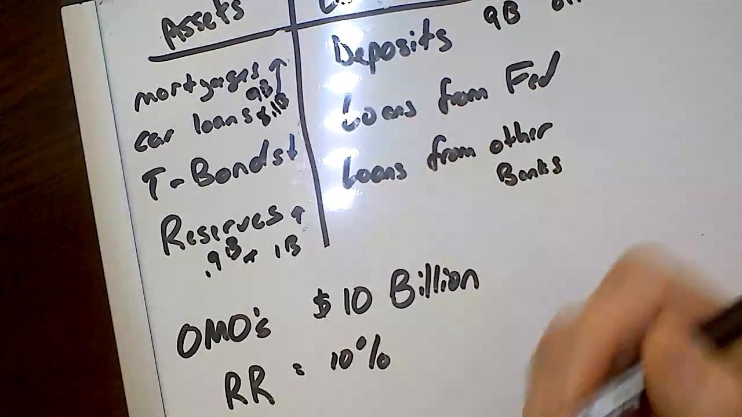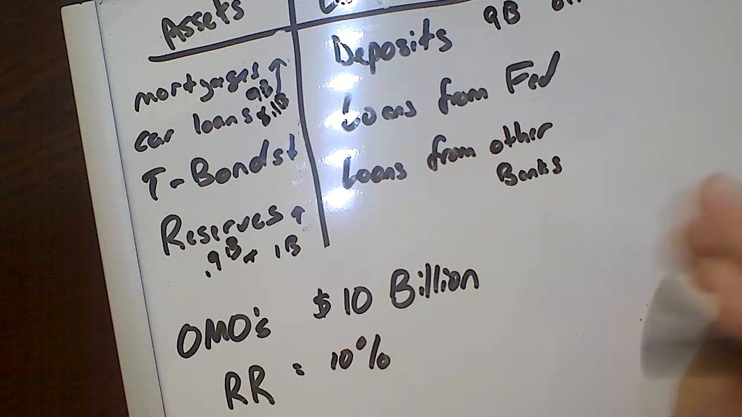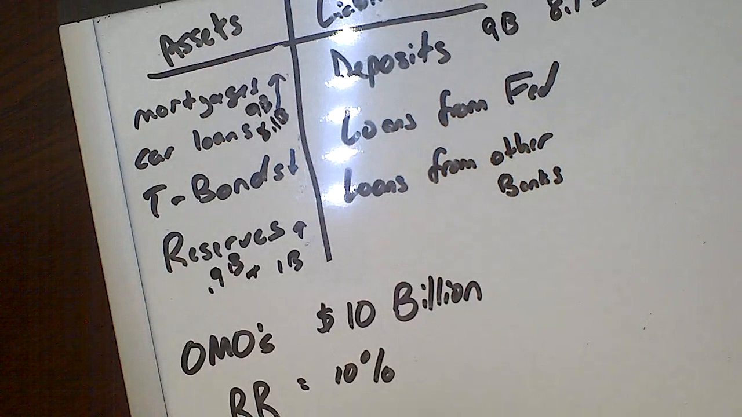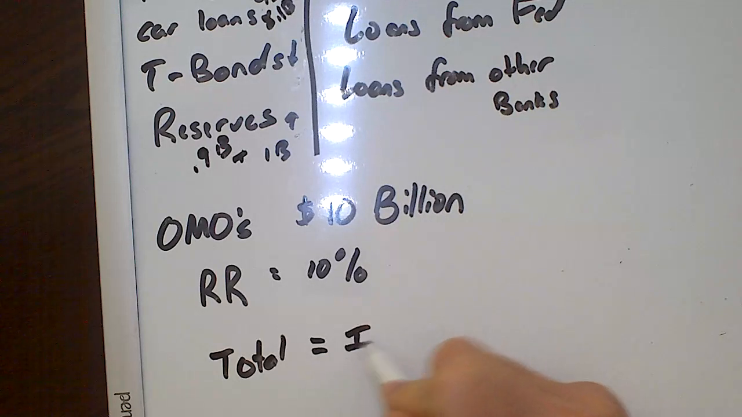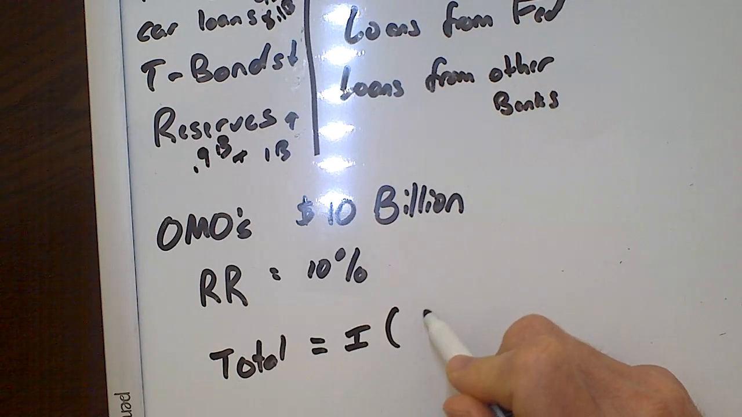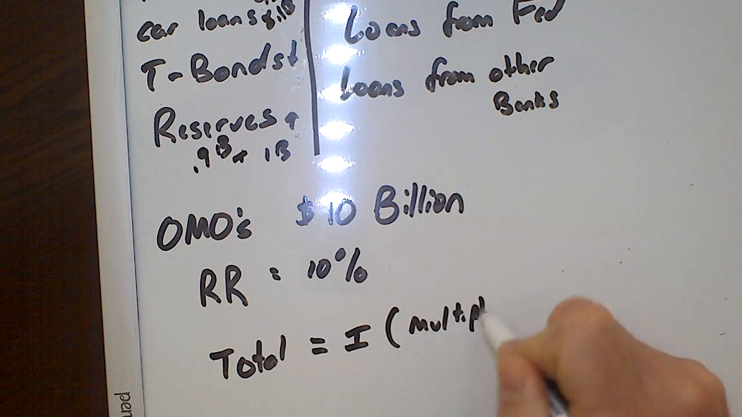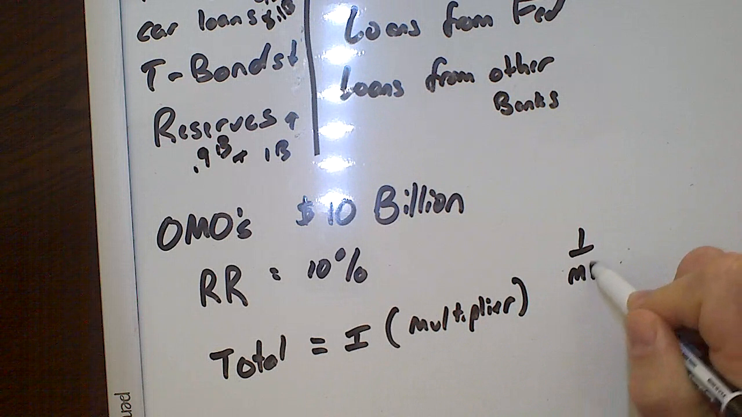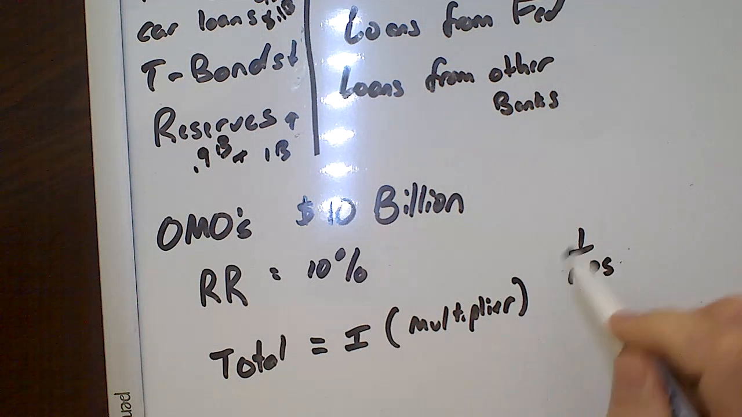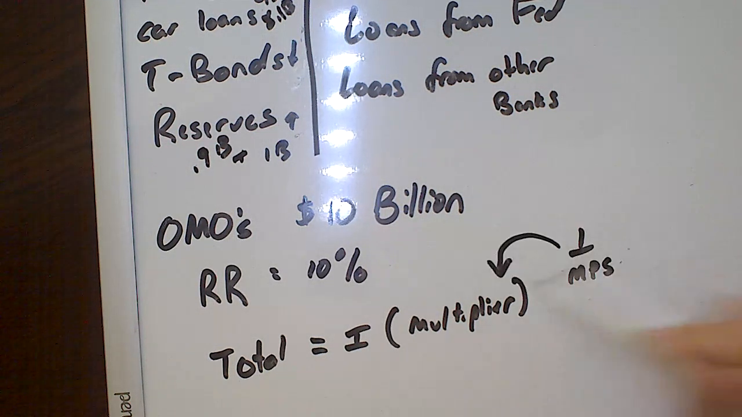This should remind you of what we're doing in circular flow problems. And the math for this is going to be really simple. When we were doing circular flow problems, we were doing things like, the total stimulus was equal to the initial stimulus times the multiplier. And the multiplier was 1 over our marginal propensity to save. In banking, we're going to have almost the same math here.